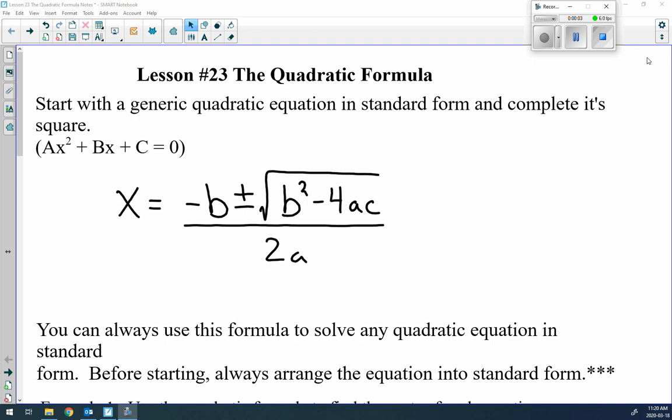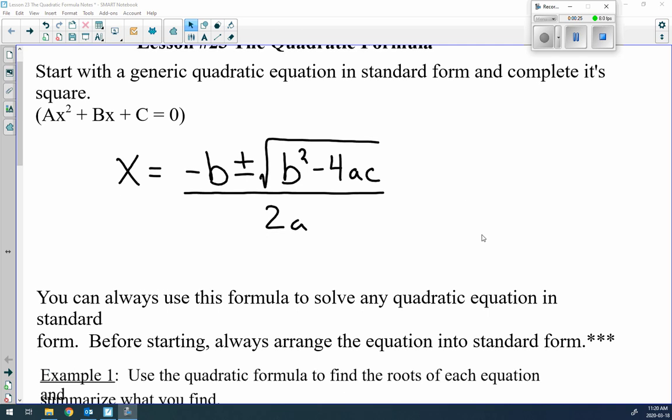Okay, so we're going to be working on lesson 23, the quadratic formula. Now, the cool thing about the quadratic formula is it allows you to factor any trinomial as long as it's in standard form. So standard form is ax squared plus bx plus c equals 0. Now, if it's not in standard form, you have to change it to standard form before you get rolling.